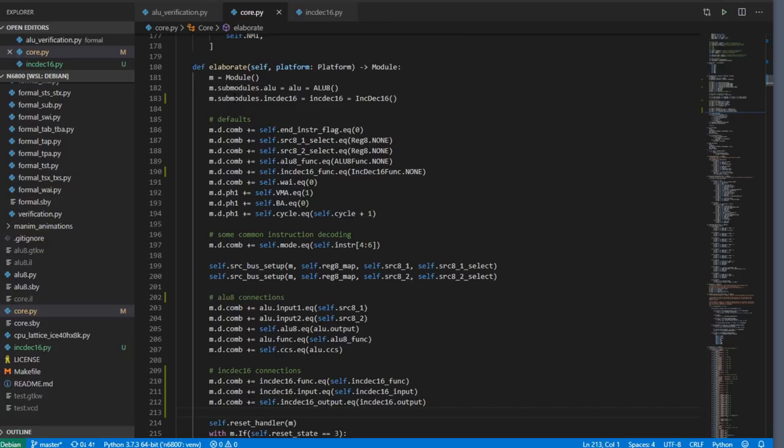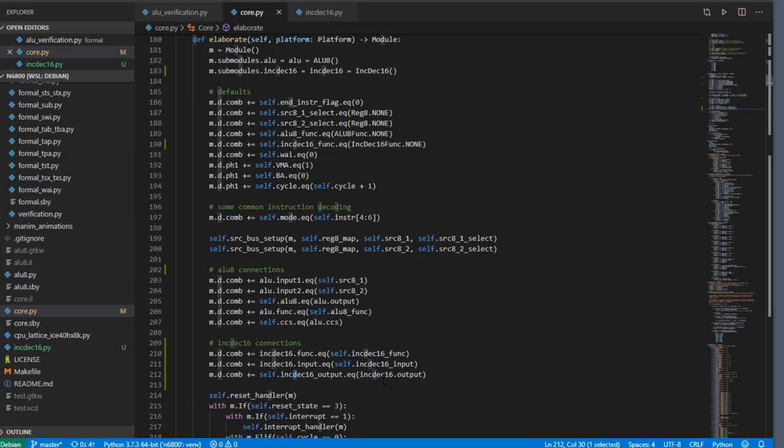Okay, so to hook it up into the core, I basically just instantiate one module of the incdec16 unit. I set the default of the function to do nothing, and I set up the connections. So our function gets copied into its function, our input gets copied into its input, and its output gets copied into our output. So now let's use it.